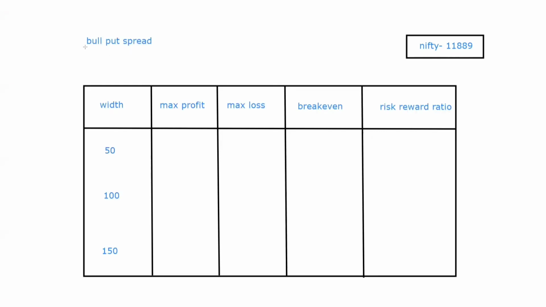Today we are going to look at the difference between the widths of the strikes of a credit spread. Once again we'll take the same example of the 27th October closing price of Nifty, that is 11,889. Here we are taking an example of a bull put spread.